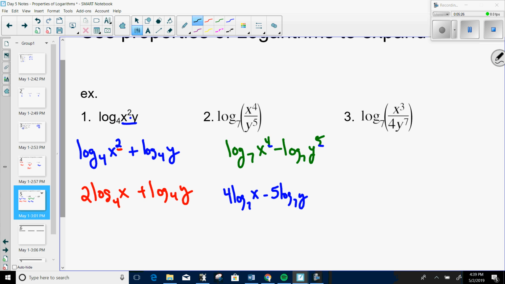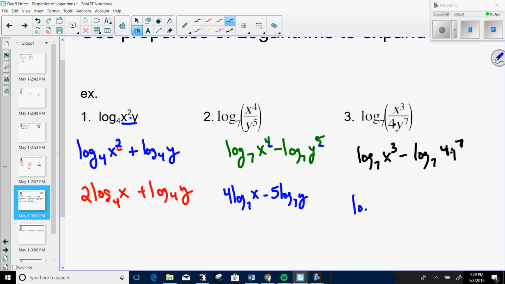If you look at the last one, notice we have division, but we also have multiplication in the bottom. So what we're going to do is we're going to do this in separate pieces. We're going to do the division first. This becomes log base 7 of x cubed minus log base 7 of 4y to the 7th. Okay? Now we have multiplication here. So what we're going to do now is we're going to break that apart.